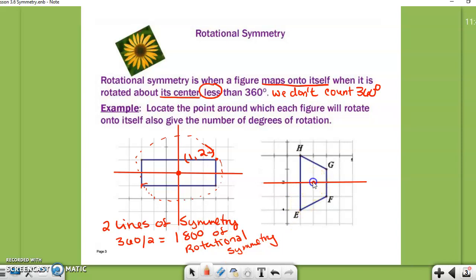Now this one I've only got one line of symmetry. And I think if I pick G and I start rotating, that's not going to map to itself. I'd have to go all the way around. And since this one only has 360 degrees, we say that it has no rotational symmetry.